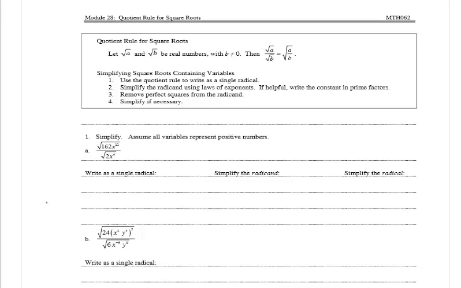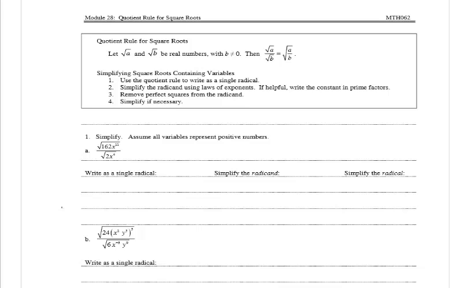Simplifying square roots containing variables: use the quotient rule to write as a single radical. Simplify the radicand using laws of exponents. If helpful, write the constant and prime factors. Remove perfect squares from the radicand, and simplify if necessary. In number 1, it says, simplify, assume all variables represent positive numbers.